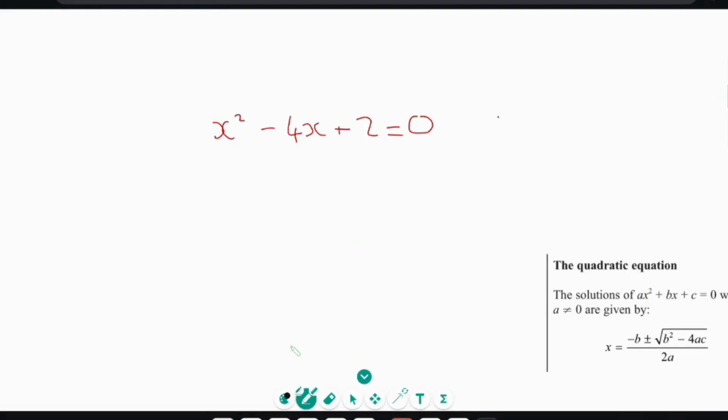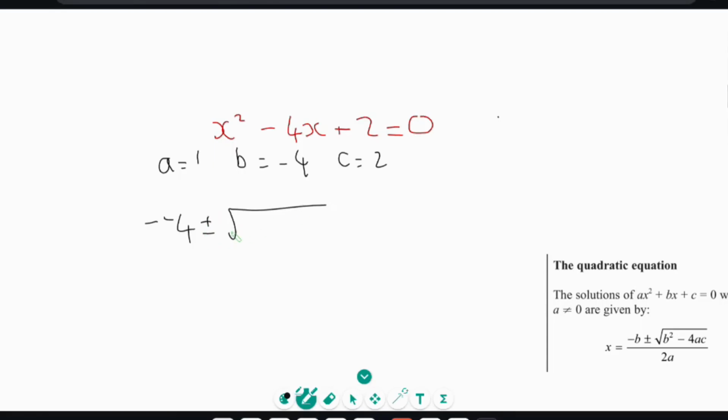When solving a quadratic equation using the formula, you've just got to be careful when you've got a negative x coefficient. So let me just show you this in an example. So here, a is 1, b is -4 and c is 2. So we have minus b here, so that means minus -4. I'm just going to write it like this for now, but when you subtract a negative, it turns to positive.